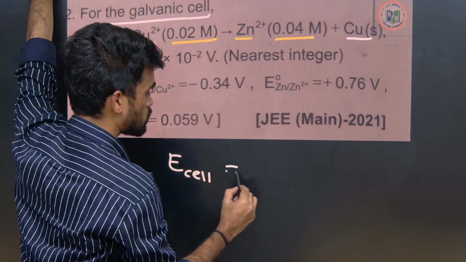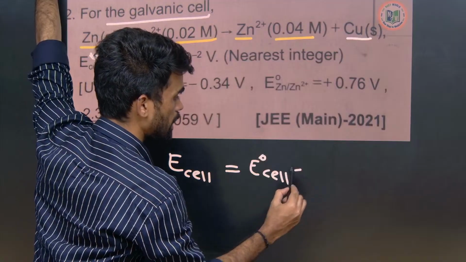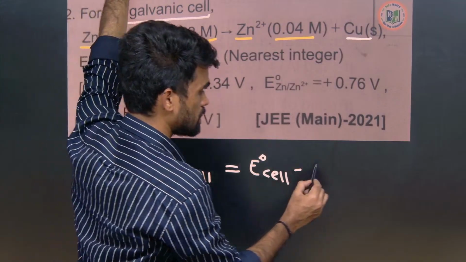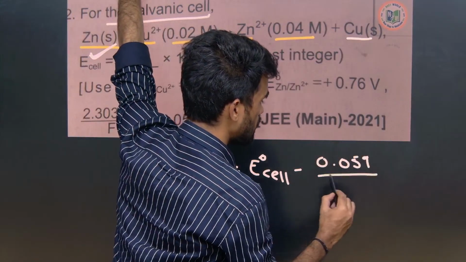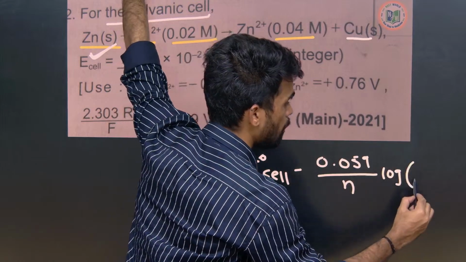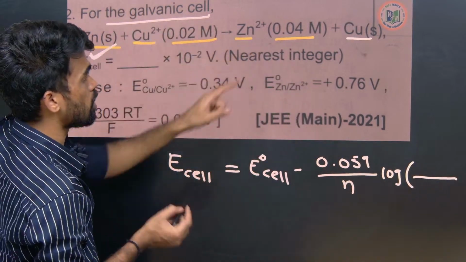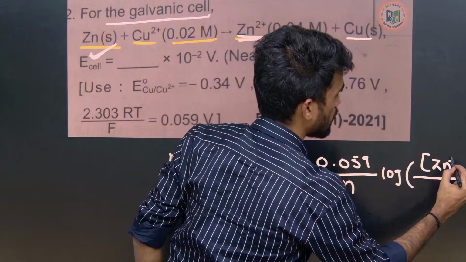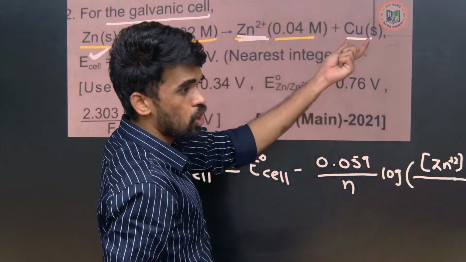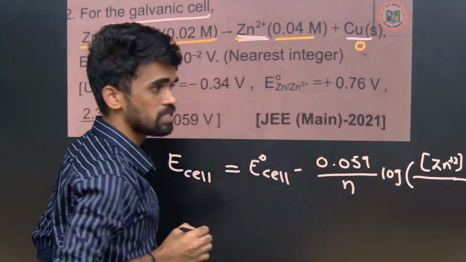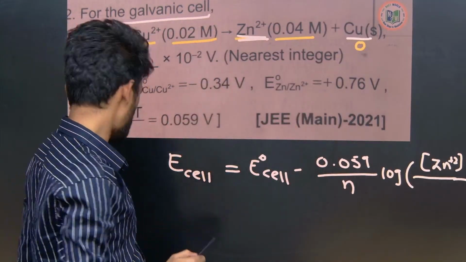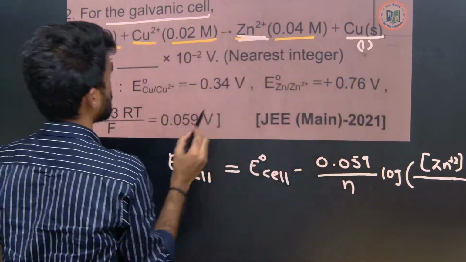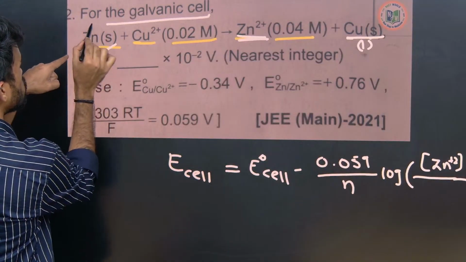So E cell equals E naught cell minus, what is the Nernst equation we discussed in the last class? E cell equals E naught cell minus 0.059 by n log concentration of products by reactants. What are the products formed here? This is a product now. So the concentration of product is Zn+2. And solid copper is there, so its activity is how much? Its concentration is taken as 1, not 0. You should take it as 1. So its activity is 1 for solid substances. So here also for solid zinc, it is also 1.